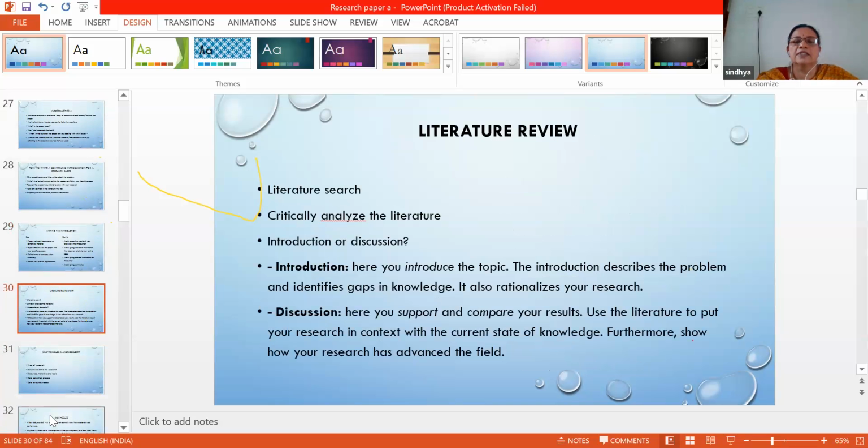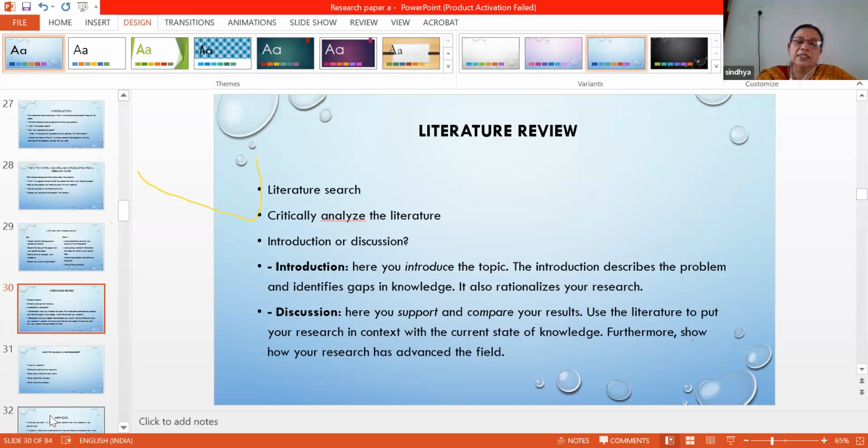And literature review, it is part and parcel of every stage of our research paper. During the introductory part, we may use the literature review. So literature research is important from the beginning. From the topic selection onwards, we have to undertake the literature review. And during the introduction, you are introducing the topic with the support of the literature review, and identifying the gaps and rationalizing your research. That is the purpose of literature review in the introductory part.